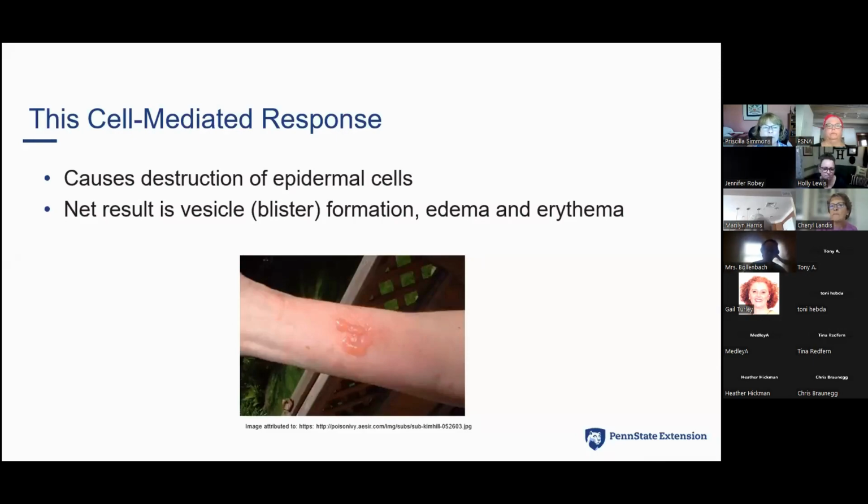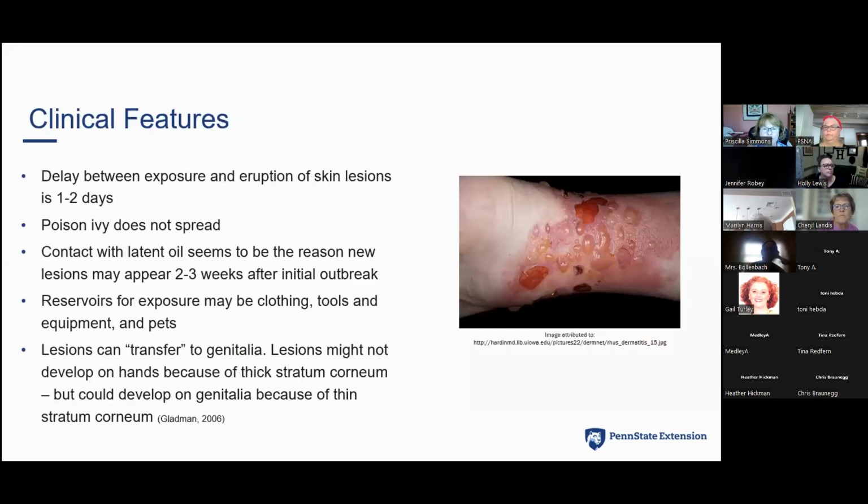This destruction of epidermal cells results in vesicles, which are the medical term for blisters. And there's edema, erythema, and intense itching. I think that is the component that bothers people the most. Here's another graphic showing another horrible picture. And when these blisters pop, there can be a bacterial secondary infection just because there is so much opening of the epidermis.